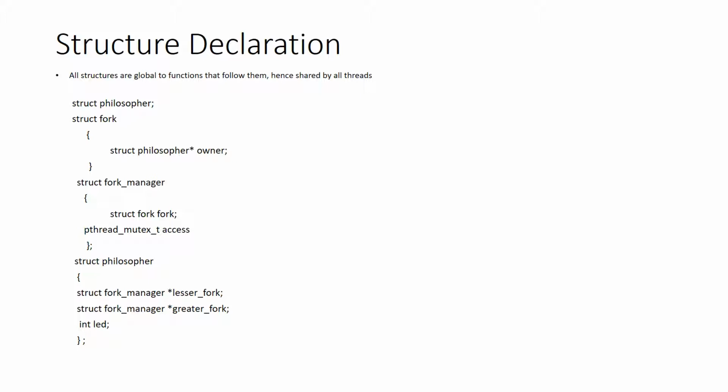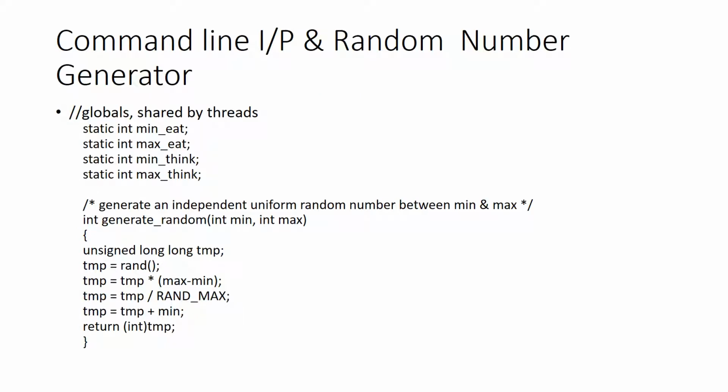And finally, the philosopher is a structure with two members representing, in the required order, the resources that he needs to acquire before he can start eating. The first one is the one that he needs to grab first, and the second one is the one that he needs to grab second. The order is important in preventing deadlock. And actually, there is a third member here, the LED that is associated with that philosopher.